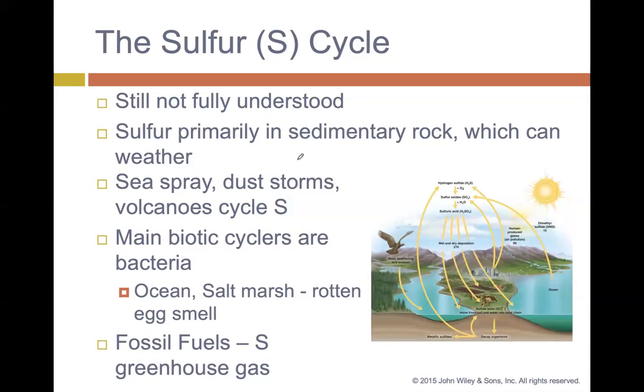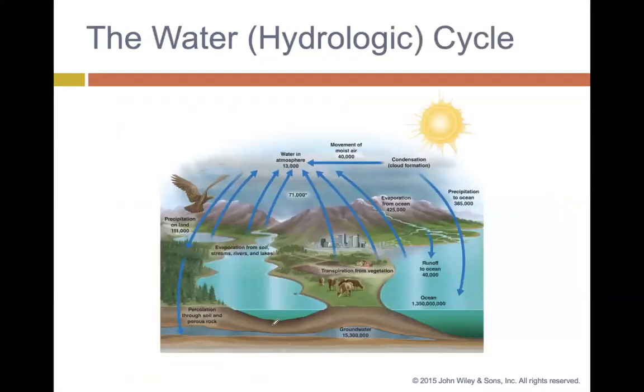The main biotic cyclers of the sulfur cycle are bacteria found in the ocean and salt marsh, which gives it kind of a rotten egg smell. I'm sure you've smelled that sulfur smell before, as well as in fossil fuels. Sulfur can contribute to greenhouse gases.